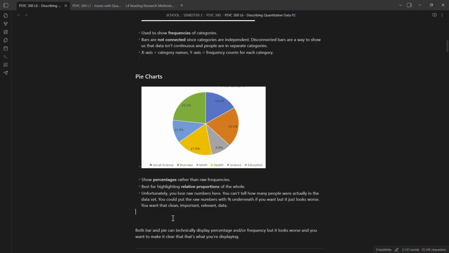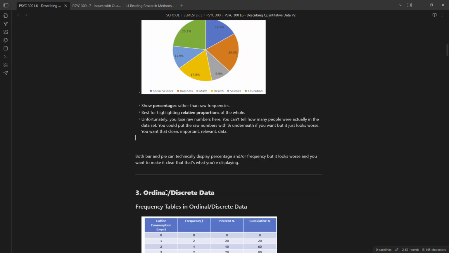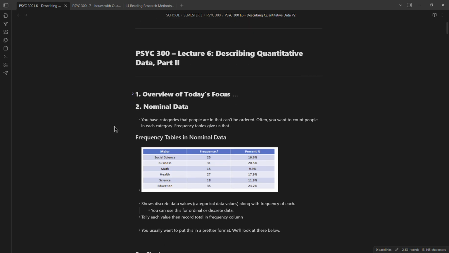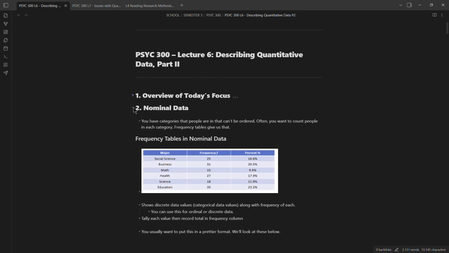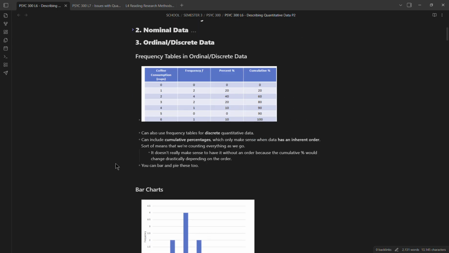Both pie charts and bar charts can technically display percentage or frequency, but again, it looks worse if you try to do both, and you want to make it clear what you're displaying. That's key to describing quantitative data in these kinds of infographics and different kinds of displays. So you really want to be clear about what you're describing. So that was nominal data and our categorical approach to visualization.